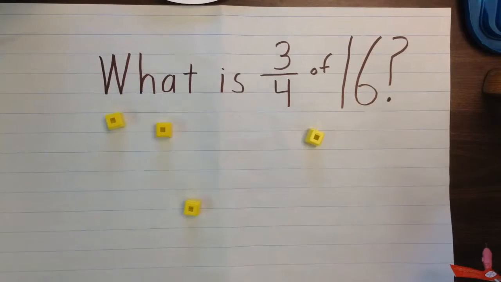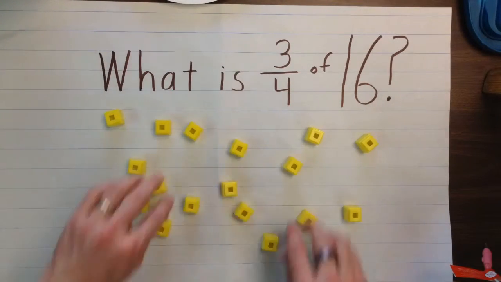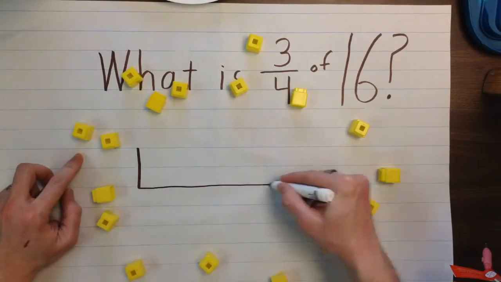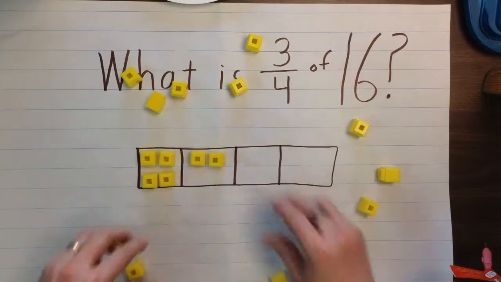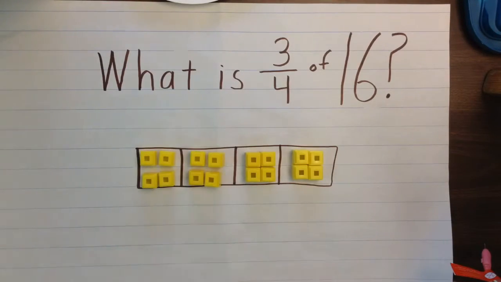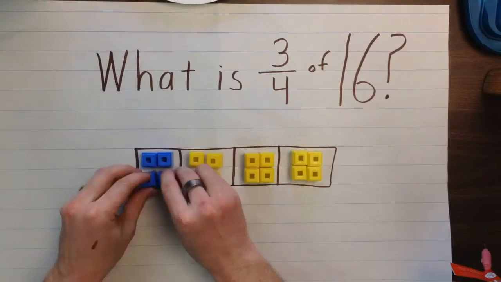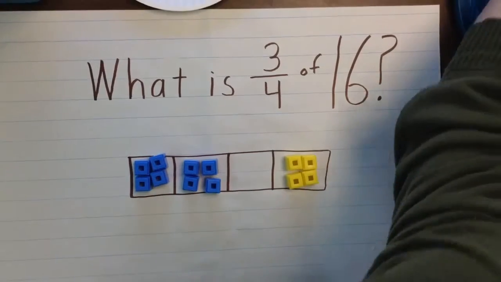First I need a set of something. In this case I'm going to use 16 yellow blocks. There's actually 17, but don't tell anybody. And I'm going to make a bar in the middle. I'm going to split that bar into 4 equal parts, and then in each part I'm going to put equal numbers of blocks. That means 4 in each, for a total of 16. Now I'm going to replace 3 of those 4 sets with blue, so that 3/4 of those 16 blocks are blue.